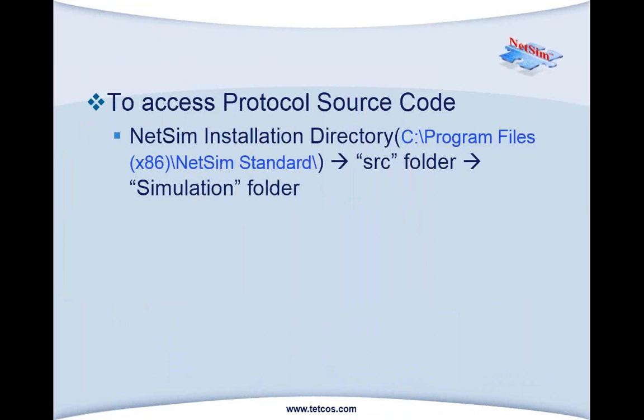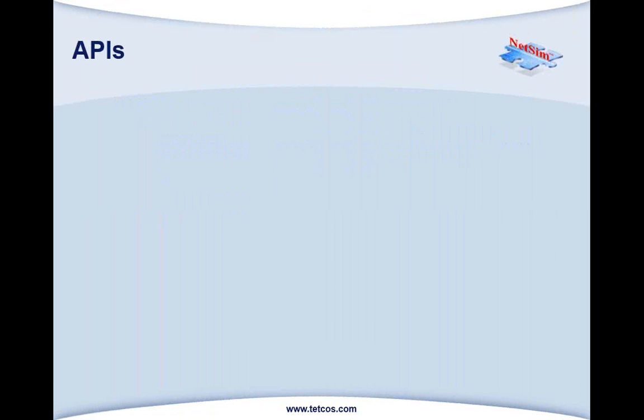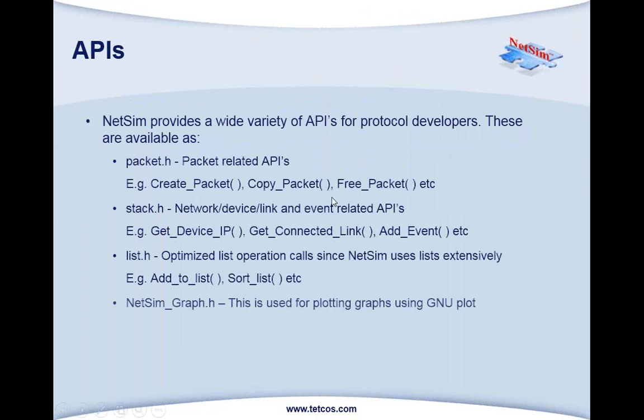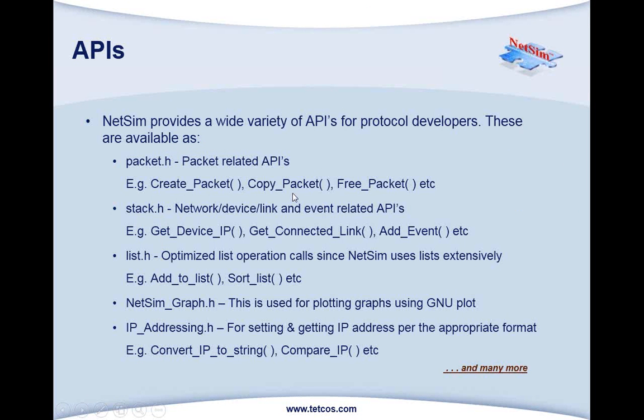For accessing this protocol source code, we have to go to the NetSim installation directory, which is available in program files in NetSim standard in SRC folder. And these are the various APIs which are available for protocol developers: packet.h, stack.h, list.h, graph.h, and IP addressing.h. These can be helpful in development of protocols.